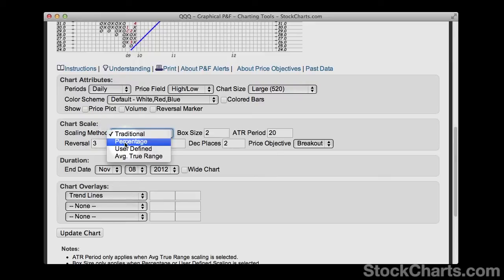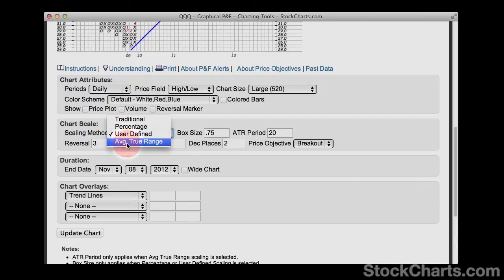You can also use a percentage box size, and you would change the levels here. If you wanted a 1% box, you would put a 1 there. If you want a third percent box size, you would change the level to 0.33. We can also use a user-defined box size. So if you would like 25-cent boxes, you can just enter 0.25. Or if you like 75-cent boxes, you can enter 0.75 there. Very flexible and very easy.